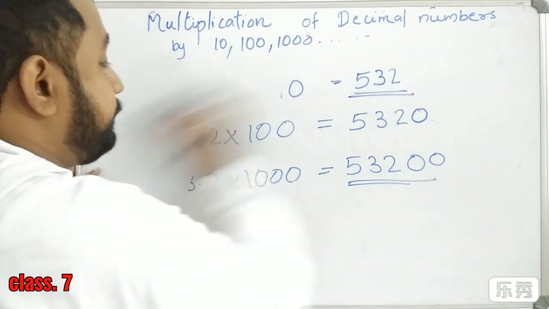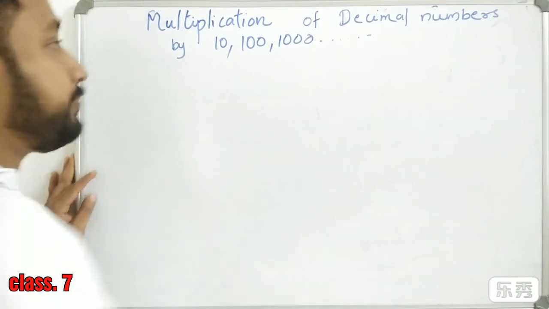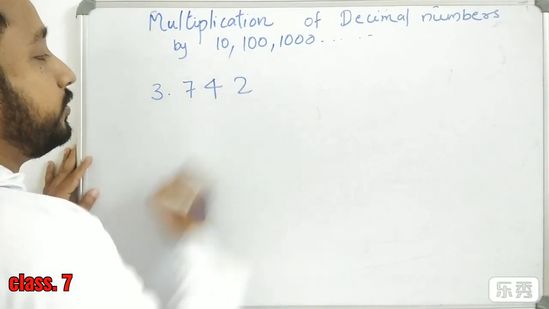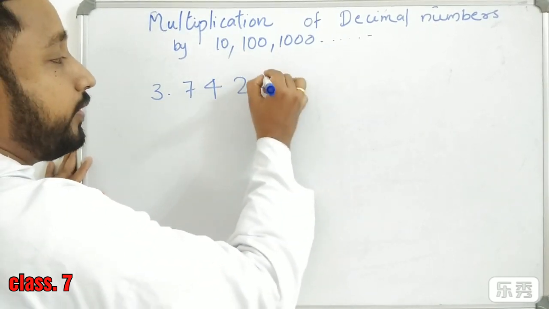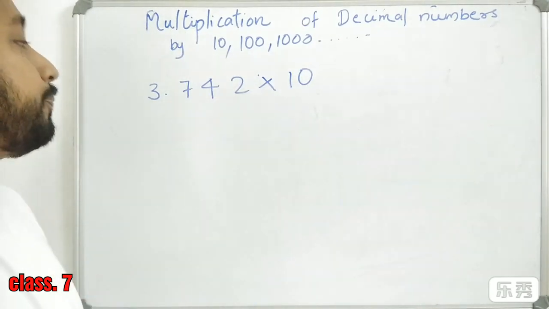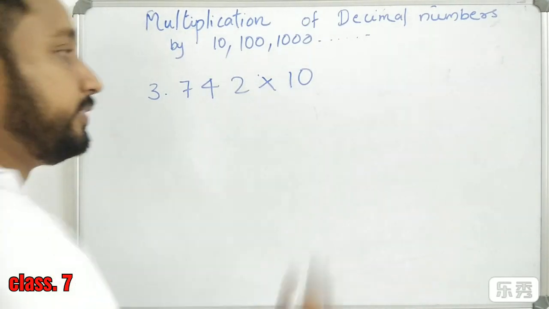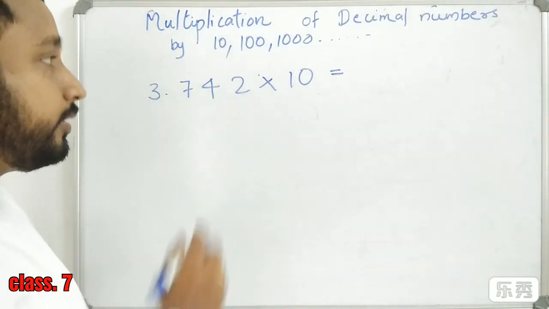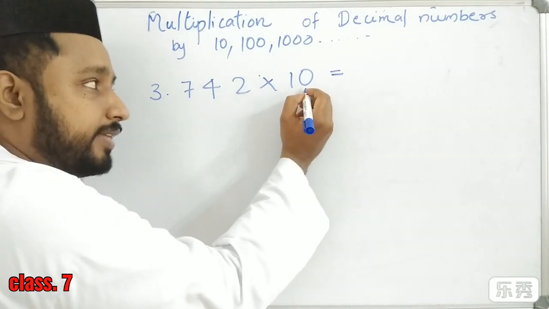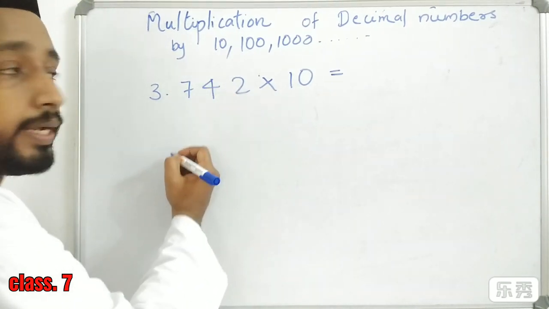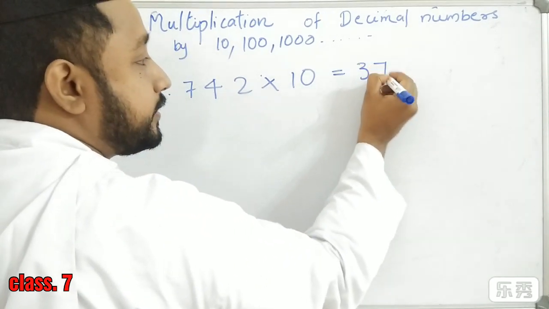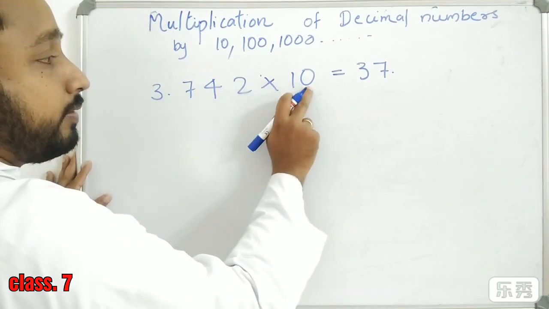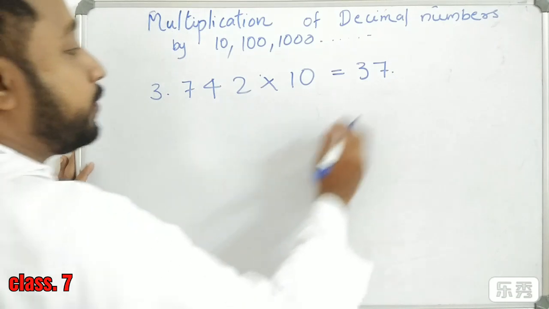So another example is 3.742 into 10. I have to multiply 3.742 into 10, which is equal to, here 10 means 1 zero is there. So move 1 decimal point to the right, which means 37 point. The point will come here, then 37 point. Since there is only 1 zero, so 37.42.